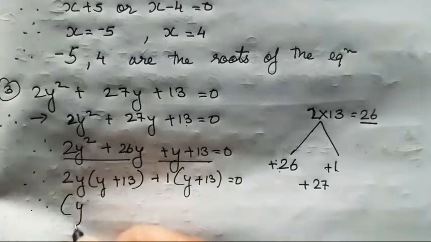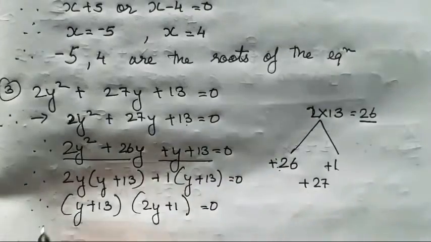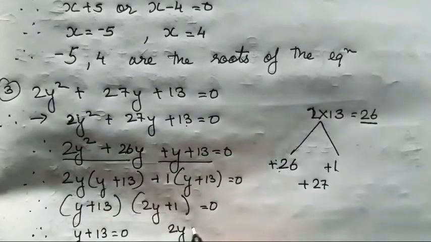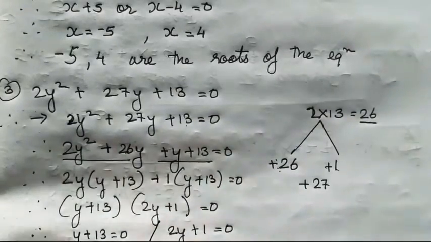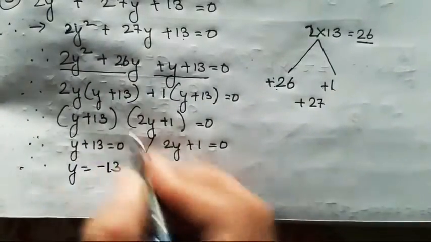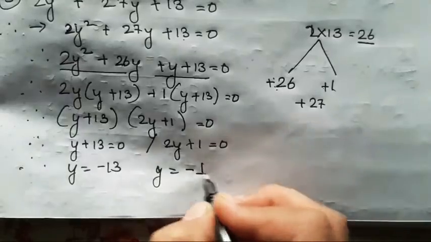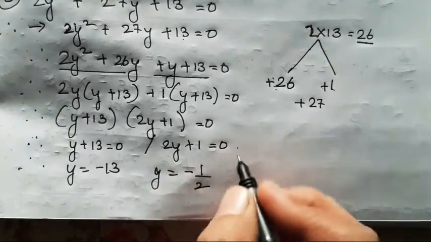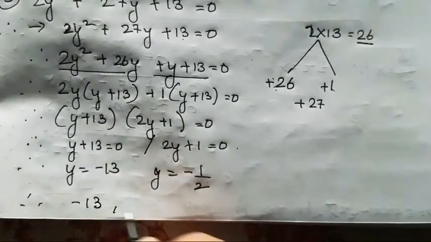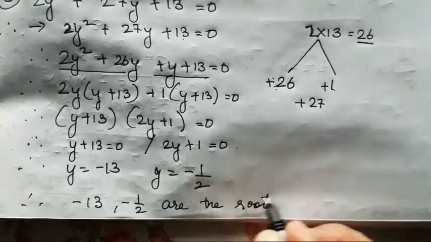Therefore the common bracket you all have to write, and then the uncommon bracket, that is 2y plus 1, is equal to 0. So therefore y plus 13 is equal to 0 and 2y plus 1 is equal to 0. Over here you all can put a slash, and then y is going to be minus 13, because when you change the side it will change to minus. Now over here this is going to change to minus 1 upon 2. Okay, 1 will also change and 2 is going to come over here, and plus will change its sign to minus. So therefore minus 13 and minus 1 upon 2 are the roots of the equation.